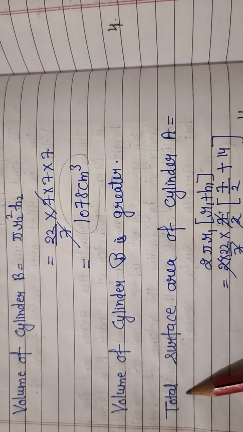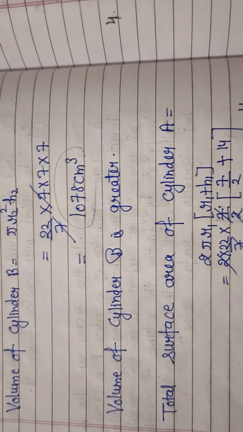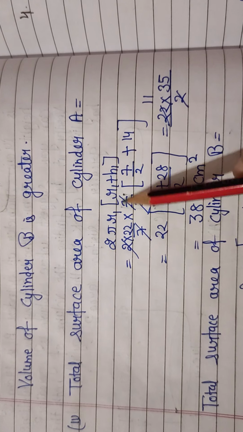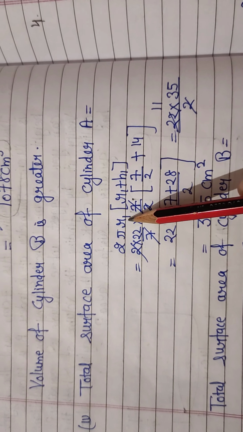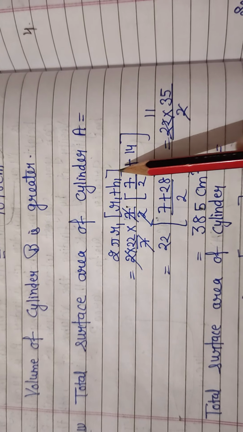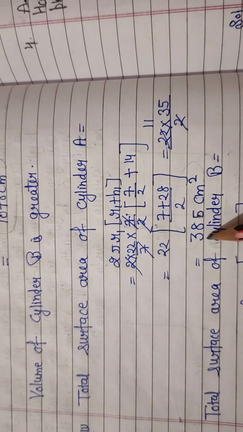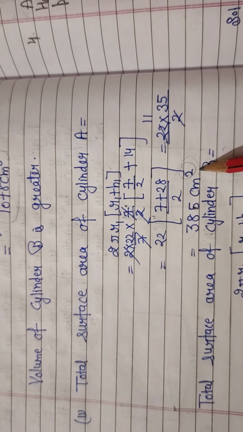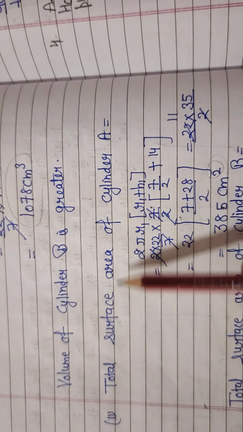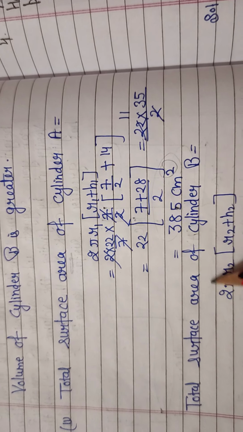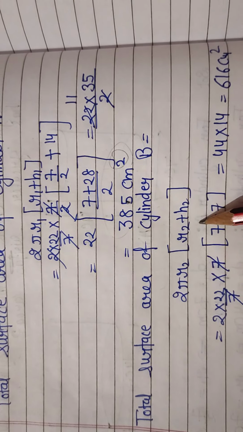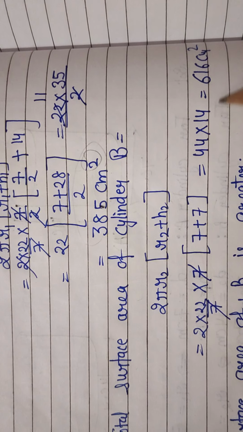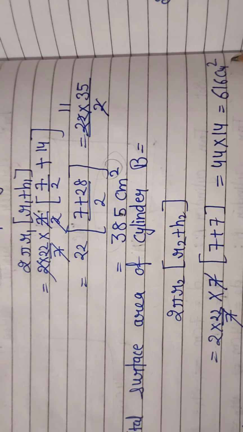Now I am going to find the total surface area of the cylinder A, and the formula for the total surface area is 2 pi r (r plus h), and I have used here R1 and H1 and put the values, and after calculation it is coming 385 centimeter square. Now this time I have written square because it is an area. And the total surface area of the cylinder B, again the same formula, but R2 and H2 I am writing here, and by putting the values it is coming 616 centimeter square.